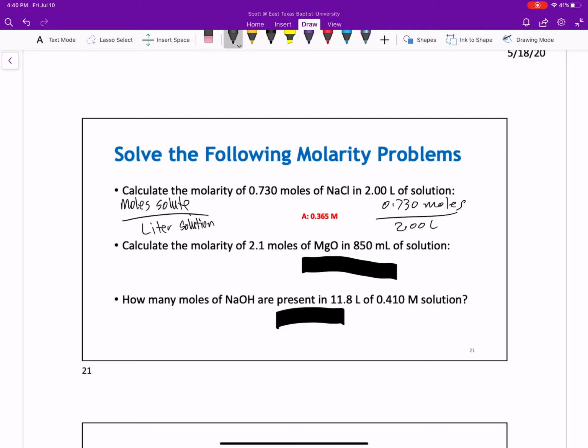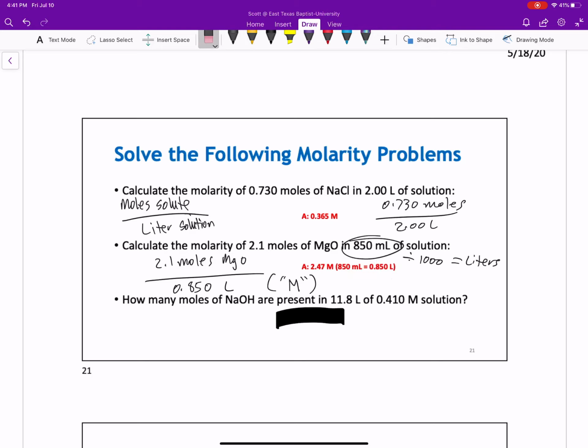Calculate the molarity of 2.1 moles of magnesium oxide in 850 milliliters of solution. Okay, so we have 2.1 moles of MgO. Now be careful here, that says 850 milliliters, so we're going to need to divide by 1,000 to get liters, because it's moles per liter, right? So it's going to be 0.850 liters, so moles per liter equals molarity. Molarity, by the way, is denoted as a capital M, okay? And that'll get you 2.47 molar. Molar is how we say it. So 2.47 molar is the molarity.